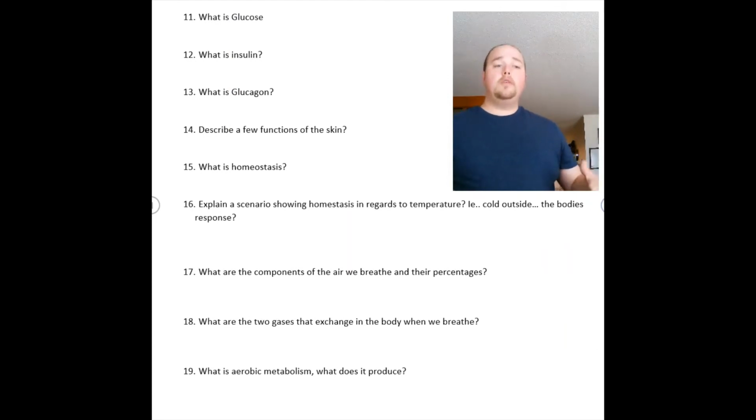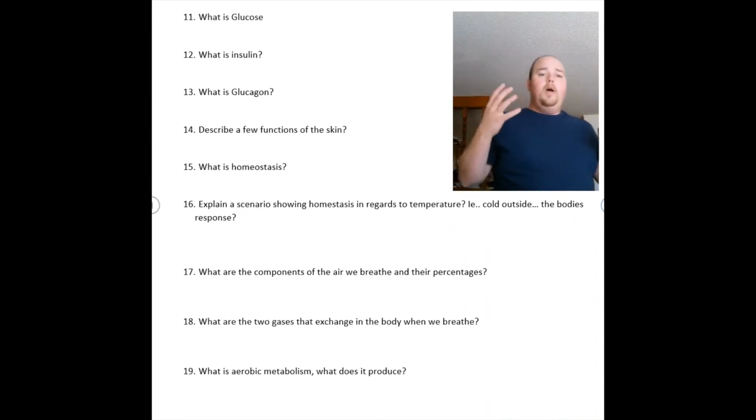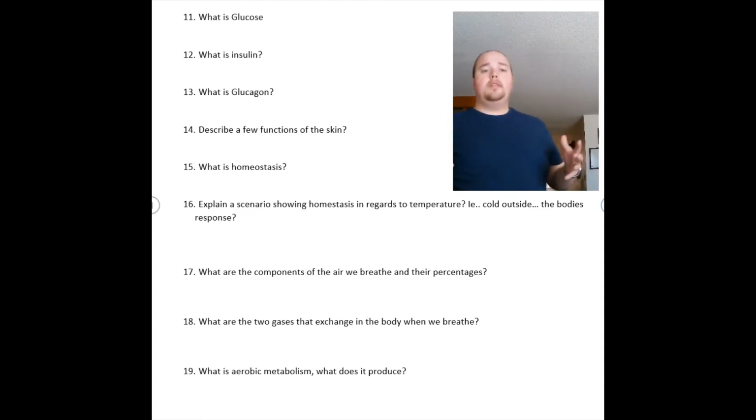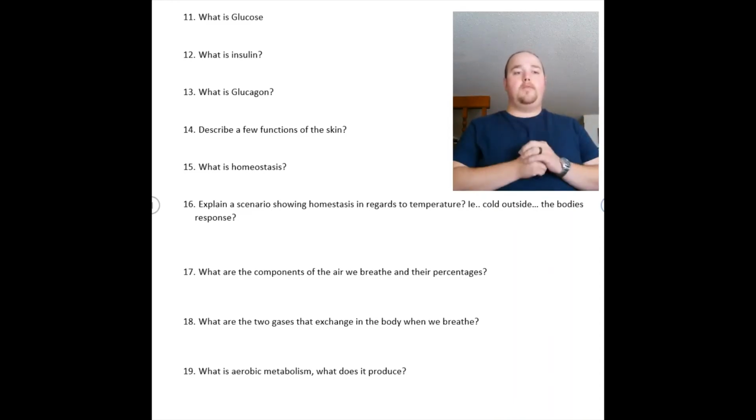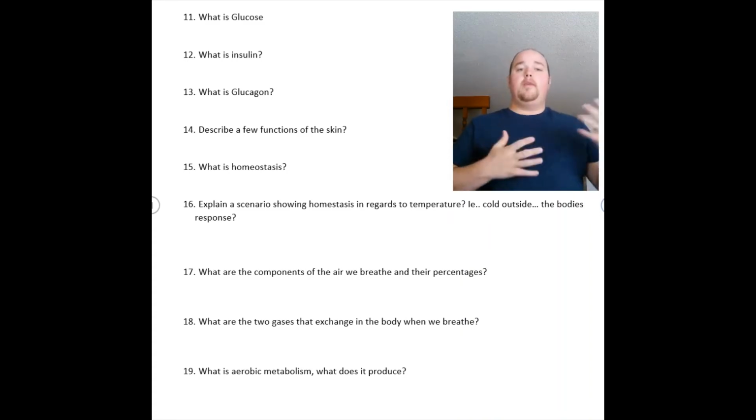What is glucose and what is insulin? What is glucagon? All of these are dealing with the pancreas and the liver. Glucose is the very basic form of sugar that we need inside our body to give us energy. ATP is in that very basic form, but glucose gets broken down into ATP, and then we have all these different byproducts that come off of that.